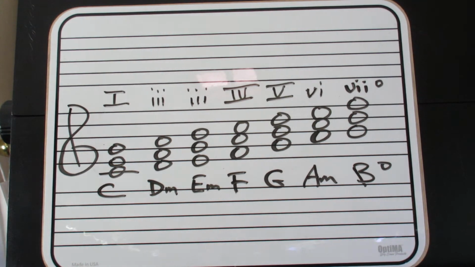Another way to look at that is that 1, 4, and 5 are major. 2, 3, and 6 are minor, and 7 is diminished. Memorize that. In any key, the 1 chord, the 4 chord, and the 5 chord will be major chords. The 2, 3, and the 6 chord will be minor triads, and the 7 chord is a diminished chord. Okay, so we're going to start analyzing chord progressions using this particular pattern.